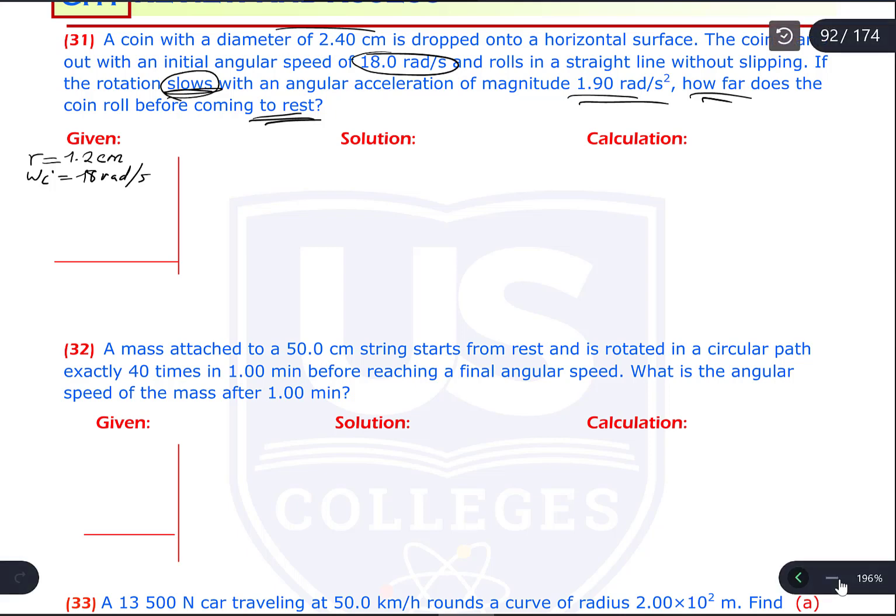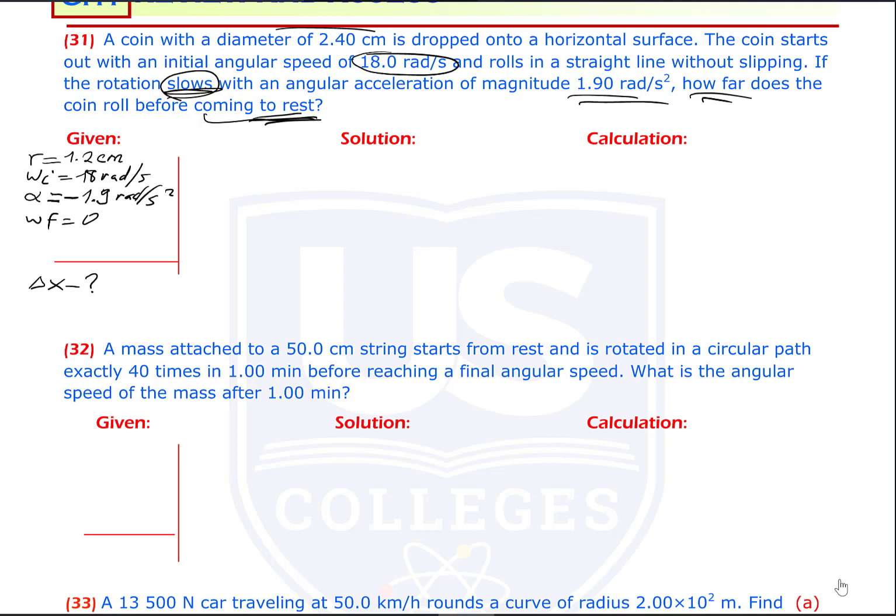If the rotation slows with an angular acceleration alpha, because it slows, the angular acceleration must be negative. With a magnitude of 1.9 radian per second squared, the magnitude of the angular acceleration is 1.9. That's why the angular acceleration itself must be negative 1.9 radian per second squared. How far does the coin roll before coming to rest? Before coming to rest, the final angular speed must be 0. So how far represents delta x. How far does this coin move before it stops?